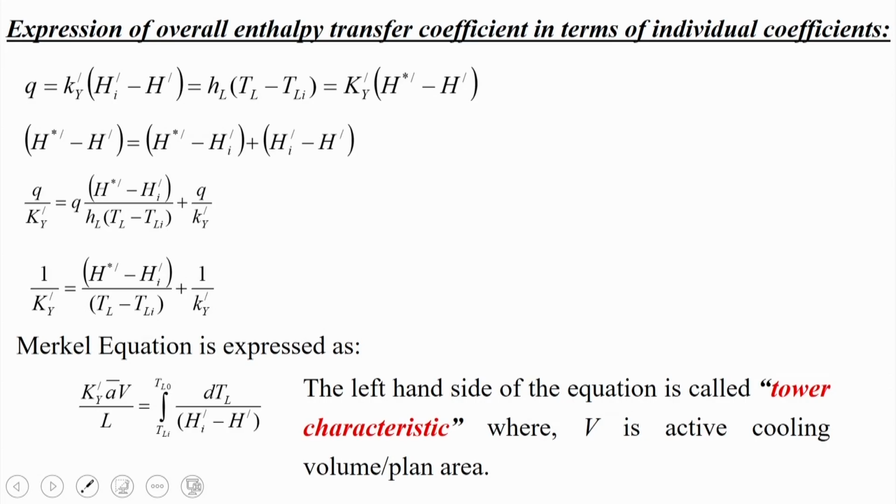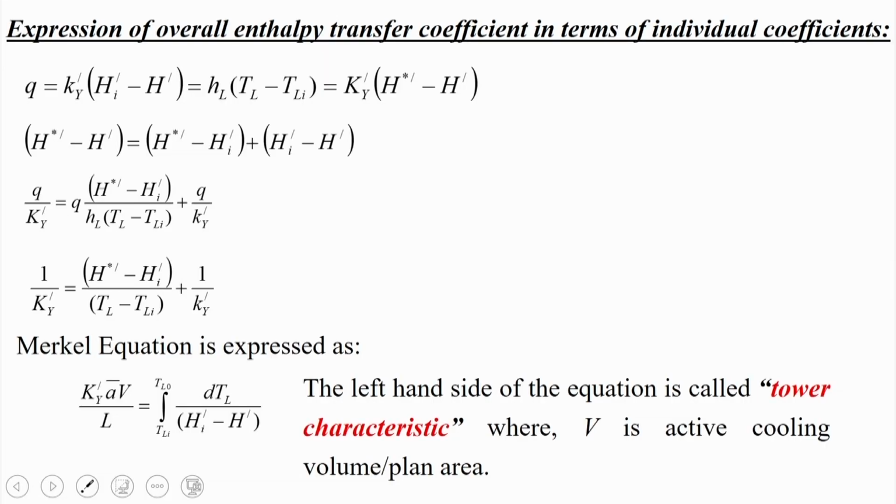So, we are able to correlate this overall mass transfer coefficient, or we can say this overall enthalpy transfer coefficient, with the individual enthalpy transfer coefficient in this form. 1 by capital K y prime is equal to, by eliminating q from both the sides, we will be getting 1 by capital K y prime is equal to (h I prime minus h prime) by (T L minus T L I) plus 1 by small k y prime.